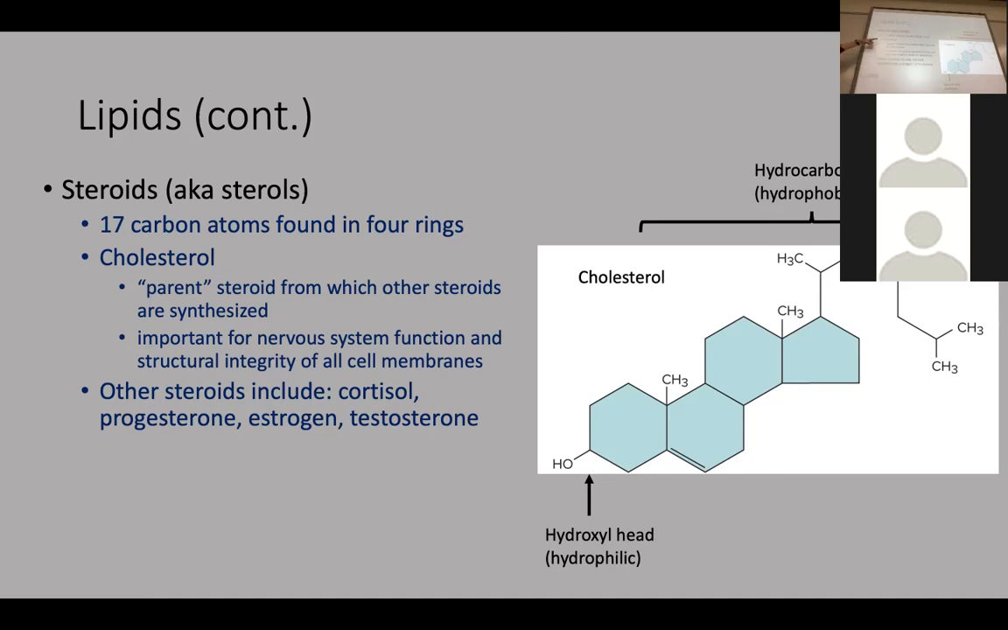Some other examples. So if you start with cholesterol, you can build cortisol. Does anyone know what the common name for that hormone is? Kind of. It has to do with fat. Stress. Yeah, it's the stress hormone. So cortisol, if you're stressed out, your body is creating a lot of cortisol, which can lead to more storing of fat in the body. Progesterone, estrogen, testosterone, those are all sex hormones. And they all come from cholesterol.